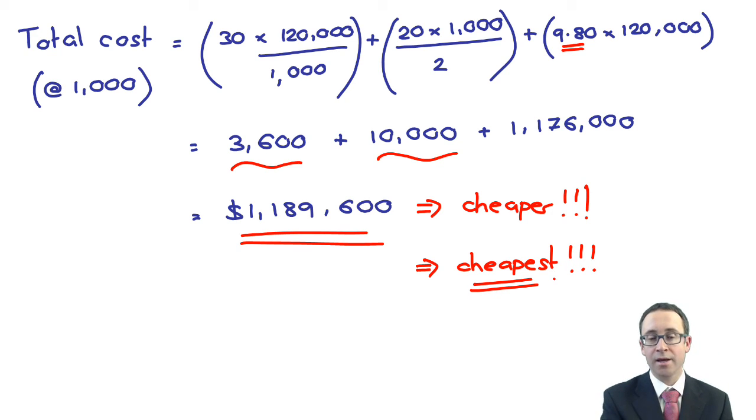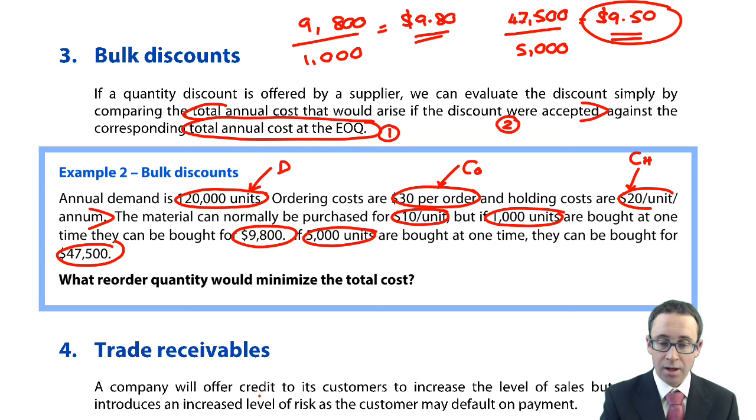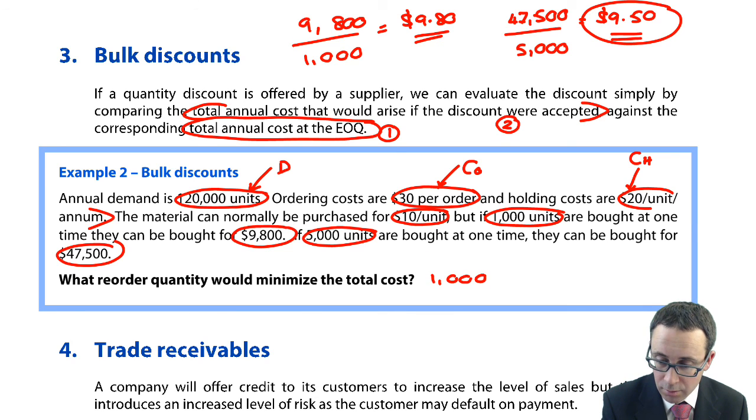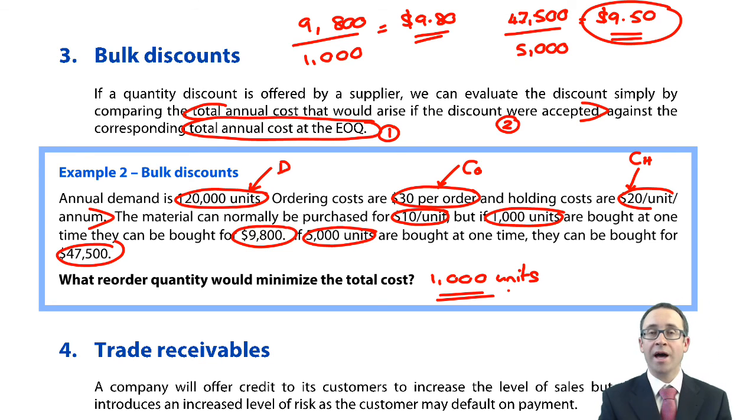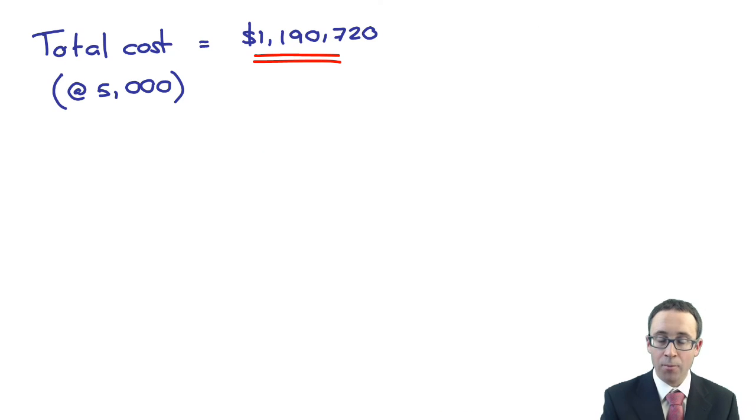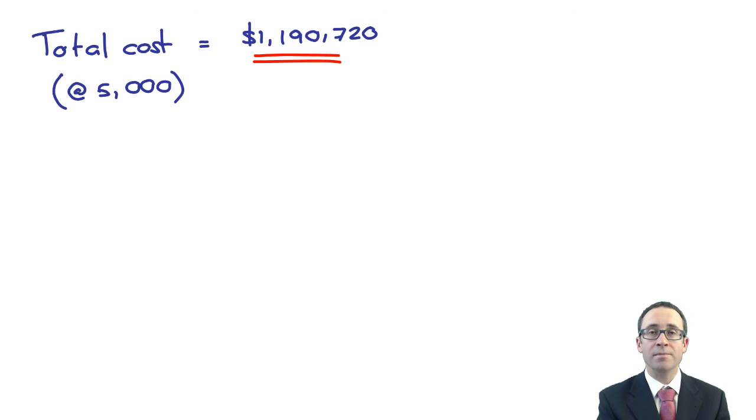it is also therefore the cheapest. So to answer the question, what reorder quantity would minimize the total cost? That's 1,000 units. Okay, I'm going to leave you there to work out your total cost at 1,190,720. If you get stuck, feel free to have a look at the answer at the back within the notes, and if you're still stuck, then feel free to drop me a question on the forum. Other than that, that's it for now in terms of your inventory management.